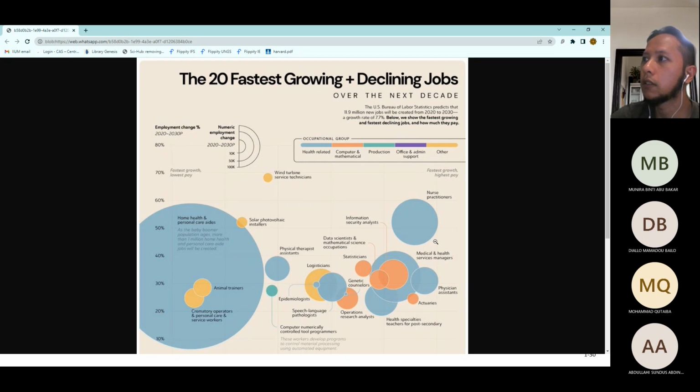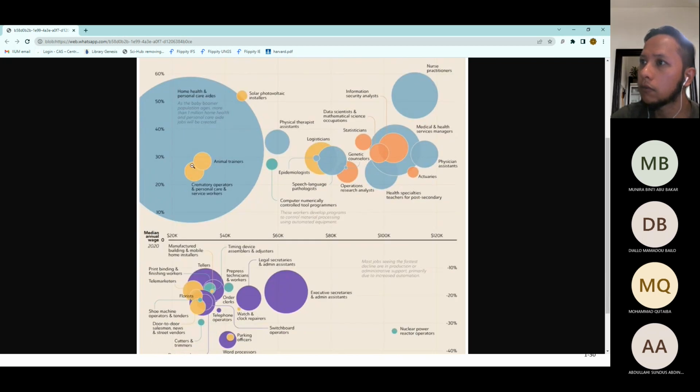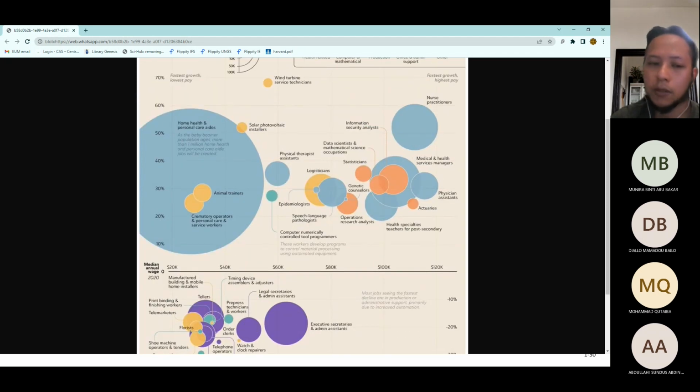And if you want to get a high salary, you can see here the physician assistants and nurse practitioners will get high salary. Also health and medical service managers, actuaries, statisticians, data scientists, information security analysts. So these are the jobs that will grow and provide opportunity for the labor market. Hopefully that answers the question.